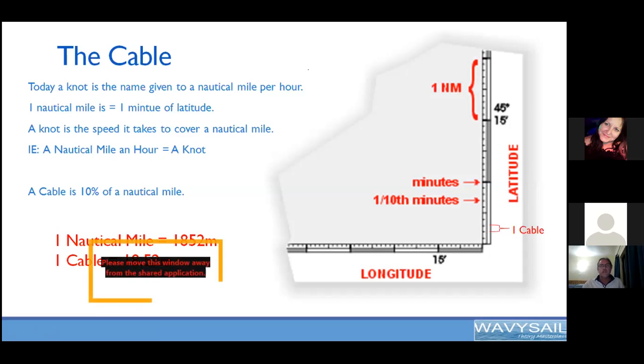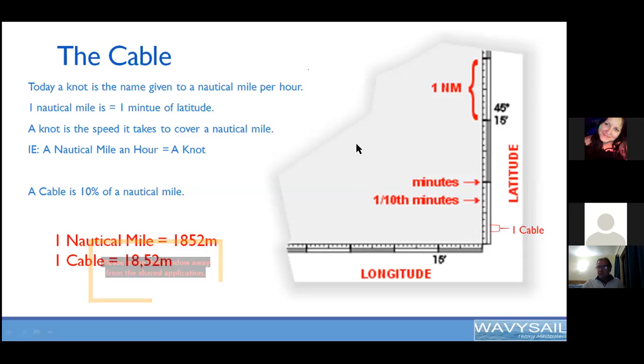So what is a cable equals? If we look at our degrees, minutes, and decimals, 1 decimal is 1 cable. So there we go. 1 little cable there is 1 decimal of a latitude.